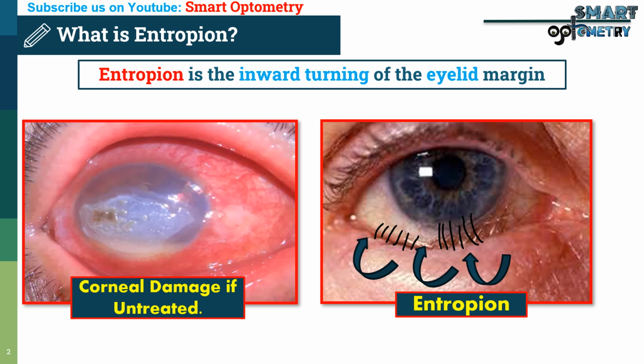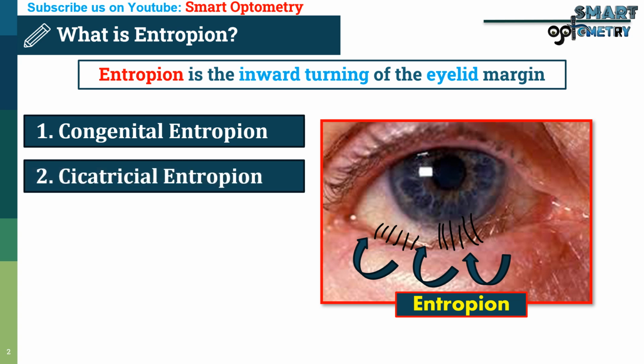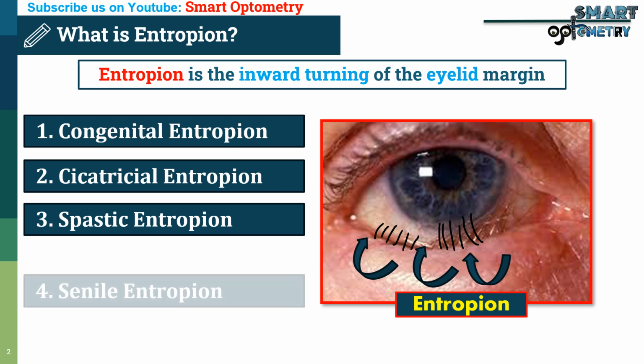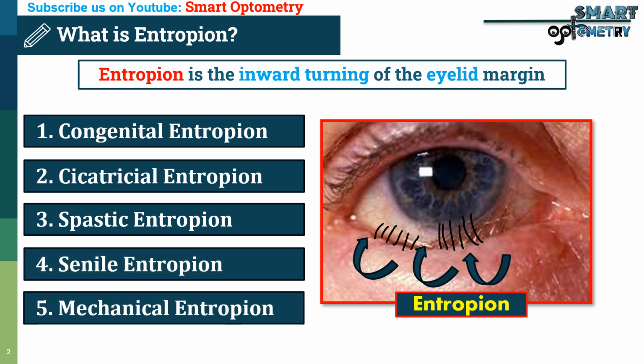Entropion can be classified into 5 main types. 1. Congenital entropion. 2. Cicatricial entropion. 3. Spastic entropion. 4. Senile entropion. And 5. Mechanical entropion.